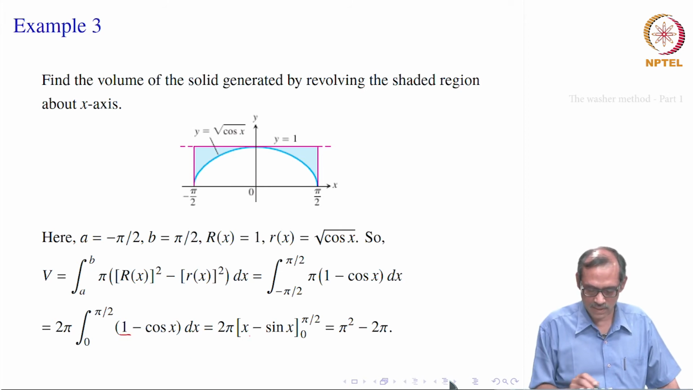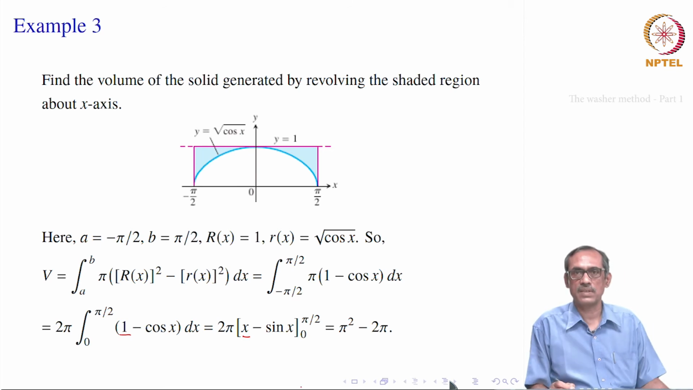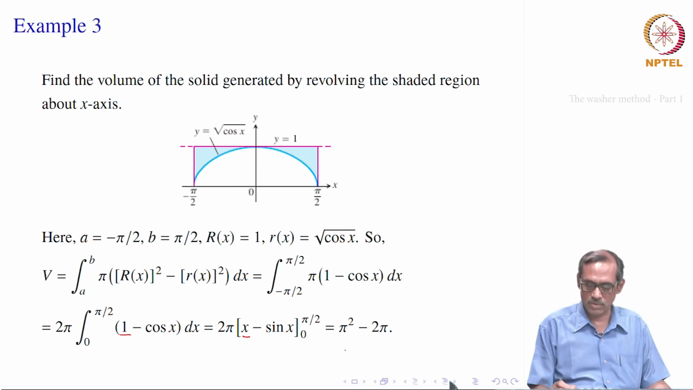The integral of 1 is x and of cos x is sin x. So, x minus sin x evaluated at 0 and pi by 2. That simplifies to pi square minus 2 pi.